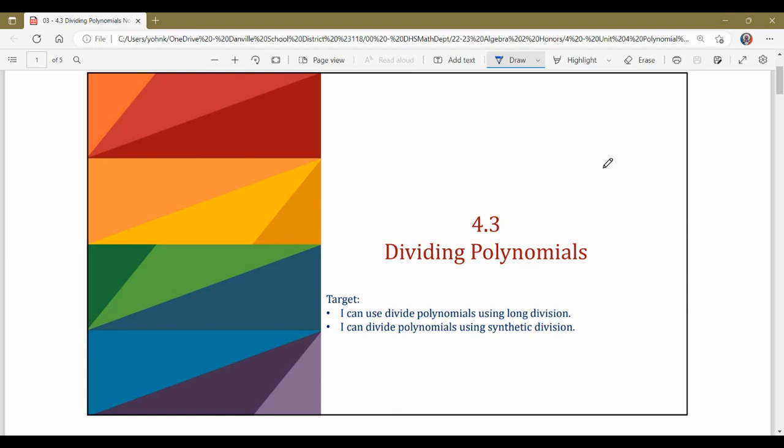Hey kids, welcome to section 4.3, dividing polynomials. Today we're going to learn how to divide polynomials using long division and how to divide polynomials using synthetic division.